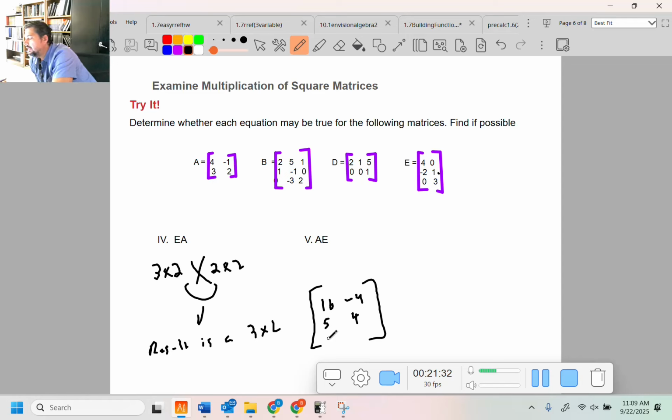Row 3, column 1. 0 times 4 is 0. 3 times 3 is 9. Row 3, column 2. So that's going to be this row, that column. 0 times negative 1 is 0. 3 times 2 is 6. Now, the next step is A times E. A times E is a 2 by 2, and you're going to multiply it by E, which is a 3 by 2. The inside says no, dimension mismatch.